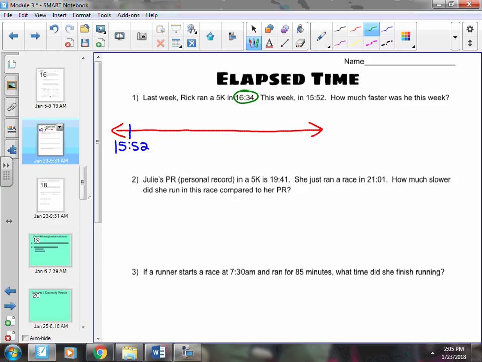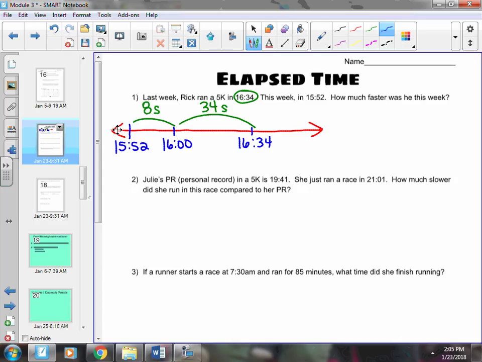I'm going to jump 8 seconds because 8 seconds gets me to a nice number, 16 minutes. 15:52 is 8 seconds away from 16. And remember, I'm jumping up to 16:34. I'm going to jump 34 seconds. You could jump it in 30 and then 4, but I think I can do it in 34 seconds altogether. And that gets me up to that other time, his slower time.